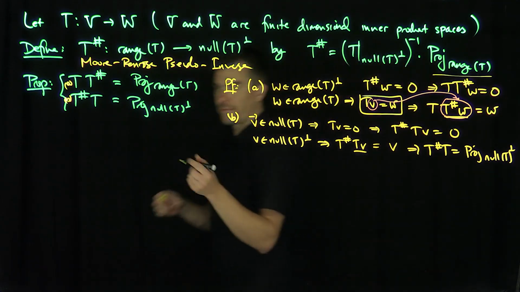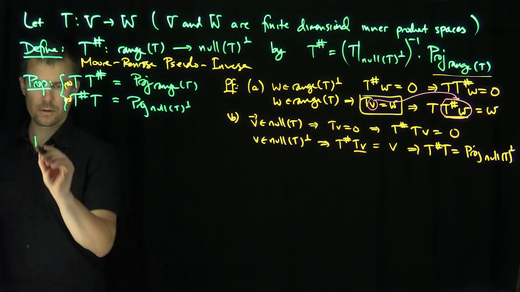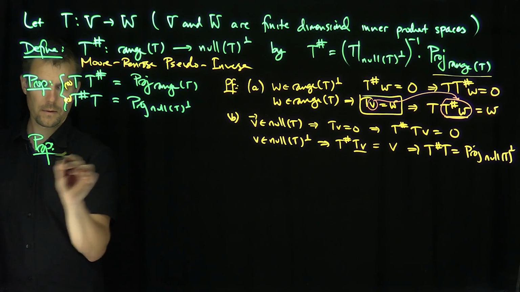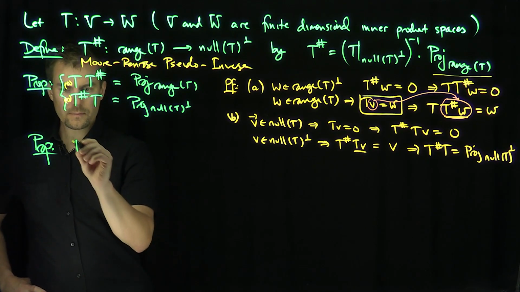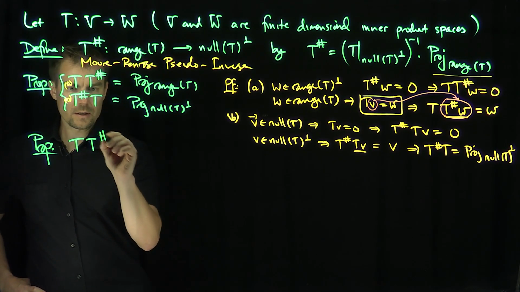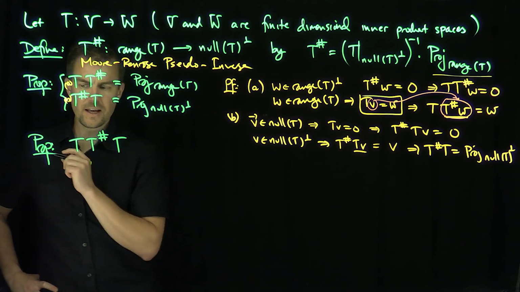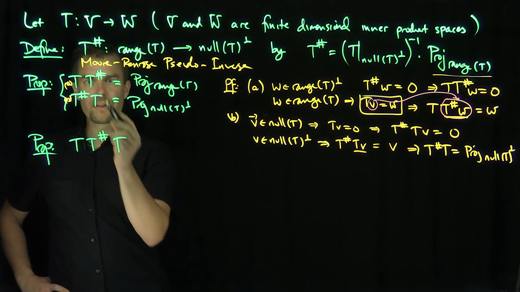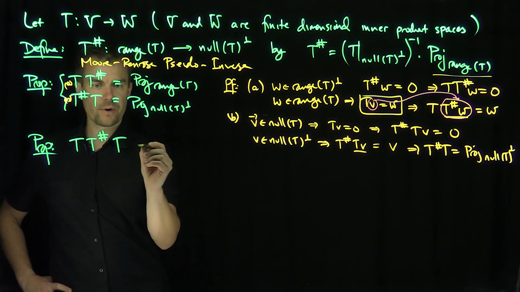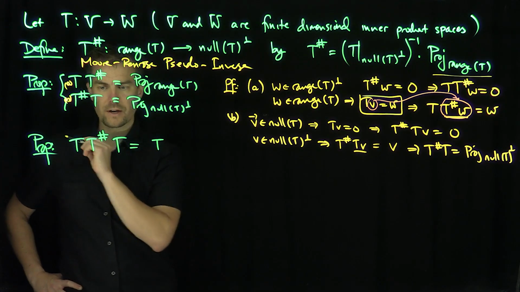The next theorem we want to prove is the following. Here's our next proposition. Okay. If I do T T sharp, what will this be over here? Well, now if I look over here, this is really what? That's really the projection onto the range, so I claim that this is equal to T over here.